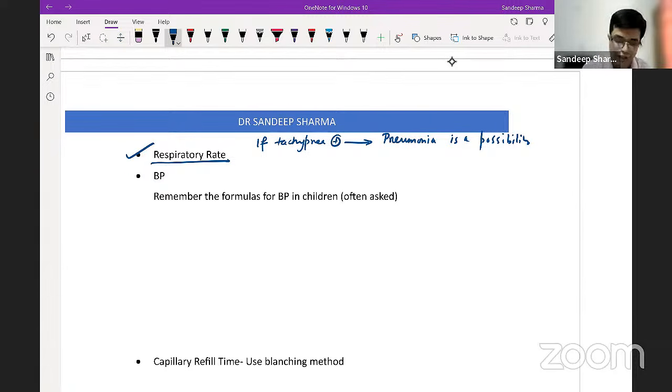Right? Then you will check the BP. And when you comment upon the BP, tell whether the BP has been taken or not.